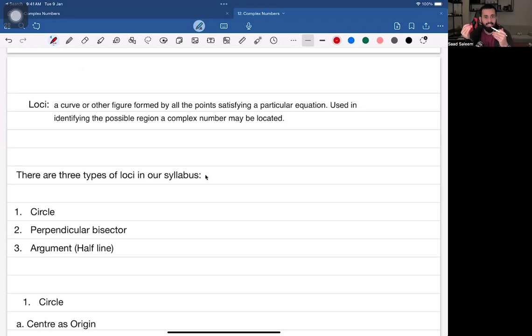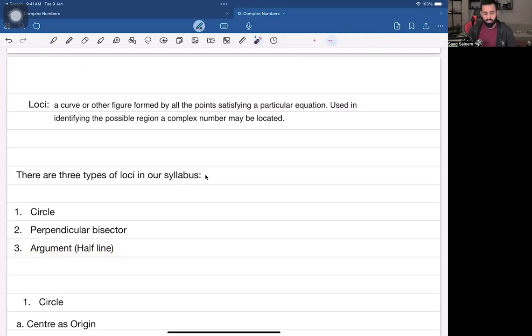Just like that, if you think about a perpendicular bisector, which is another locus in our syllabus, all points on the perpendicular bisector are equidistant from the two points where the perpendicular bisector is drawn. So if we have a perpendicular bisector of A and B, all the points on it will be equidistant from A and B. Whatever the distance of any point on the perpendicular bisector to point A is, it will be the same to point B.